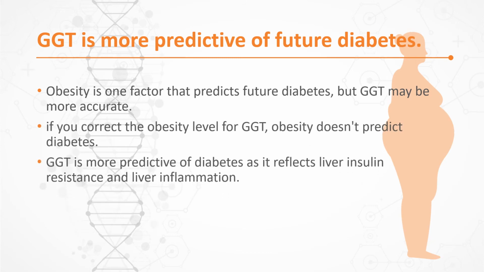GGT actually may be more predictive of future diabetes than weight alone. If you normalize for weight, GGT seems to be more predictive of diabetes, insulin resistance, and liver inflammation than the obesity itself. And this may explain why there are some patients who are obese, a rather exceptional group, less than 20%, who do not get diabetes. It's probably because their GGT doesn't go up, because they're not under liver oxidative stress.